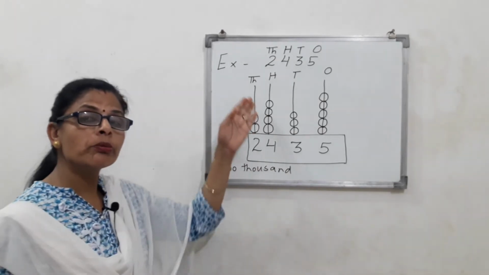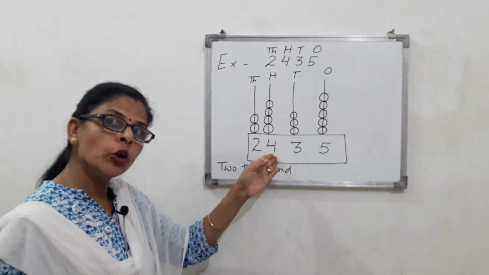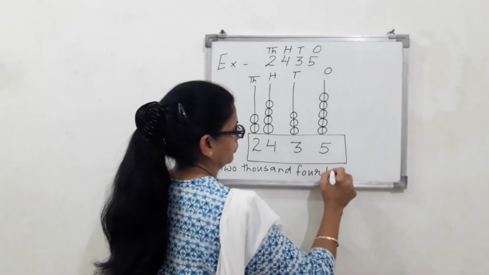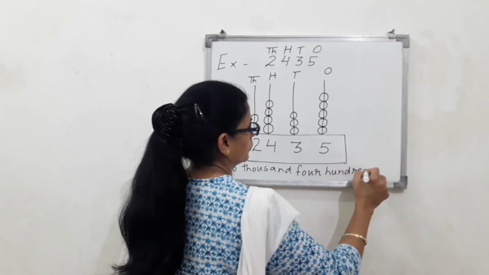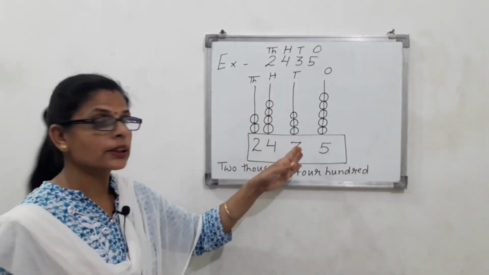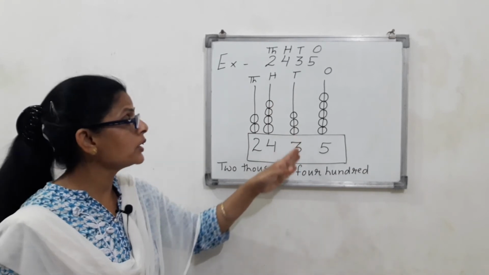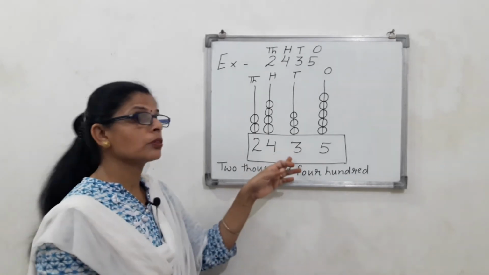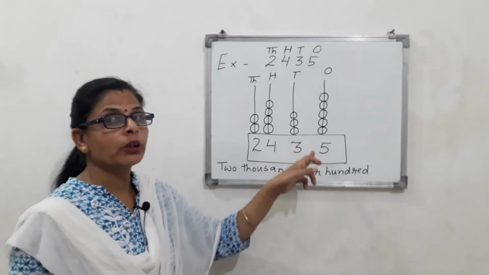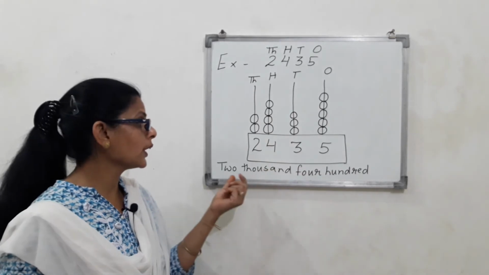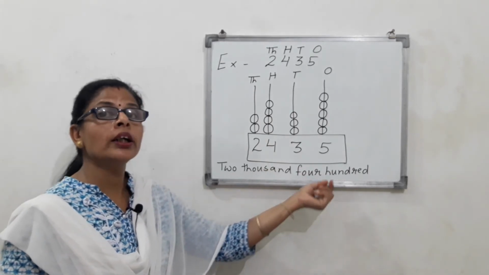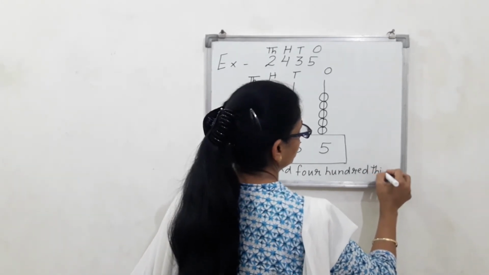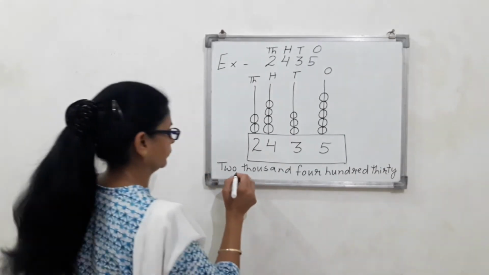What is written on the 100 place? 4. That means 400. What is written on the tens place? 3. Right? This means 30. And how many on the ones place? 5. So what is the answer? 2435.